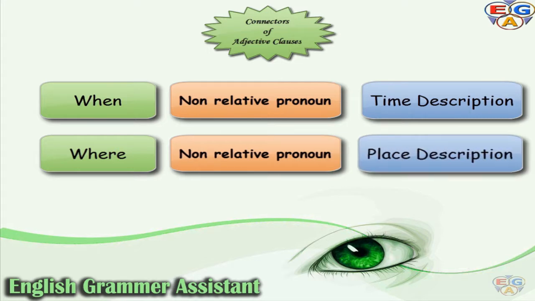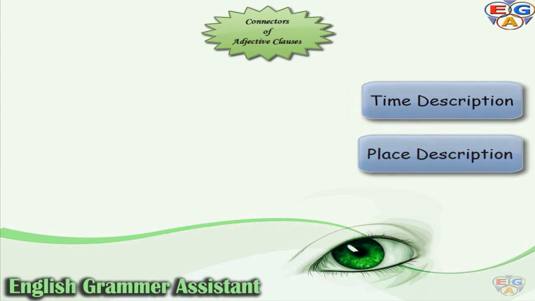When and where are adjective clauses connectors, but they don't belong to the relative clauses connectors family. When is used with adjective clauses that describe time, and where is used with adjective clauses that describe place or position.